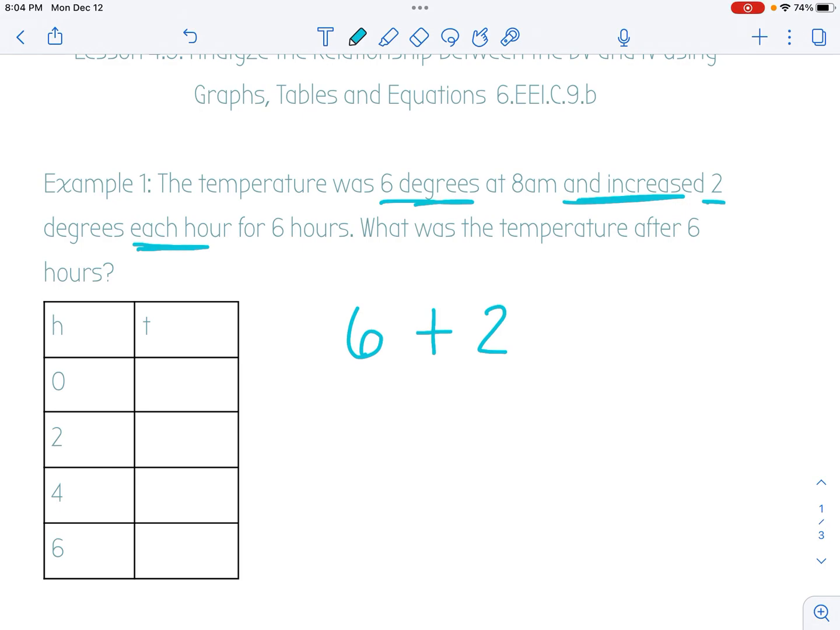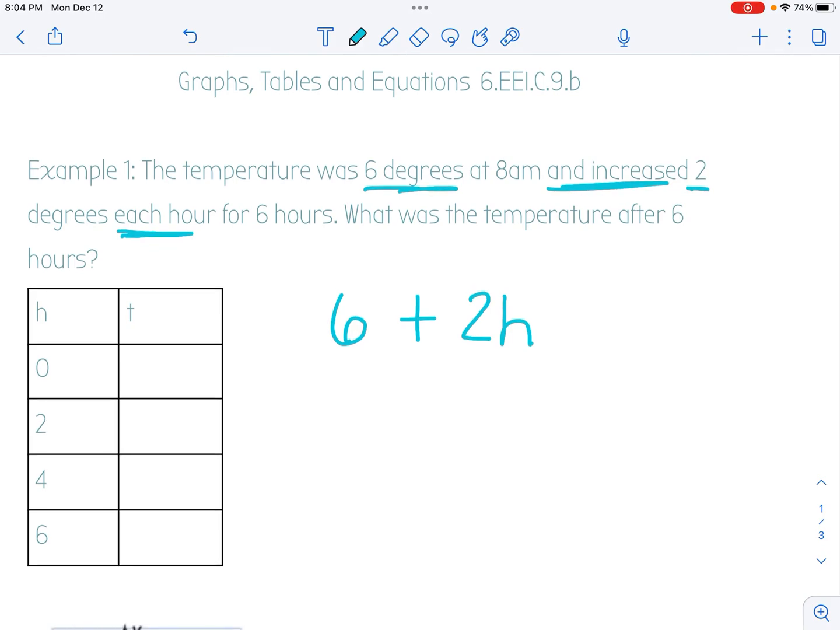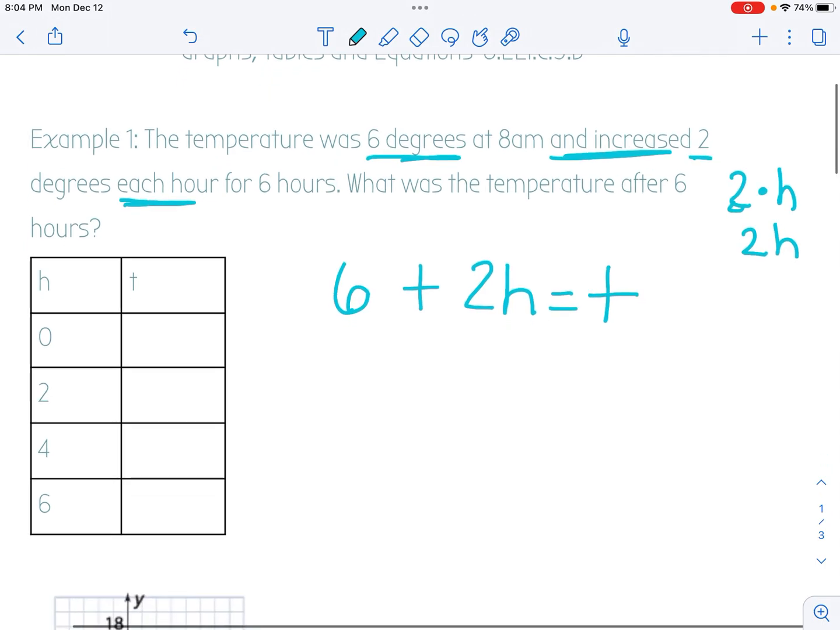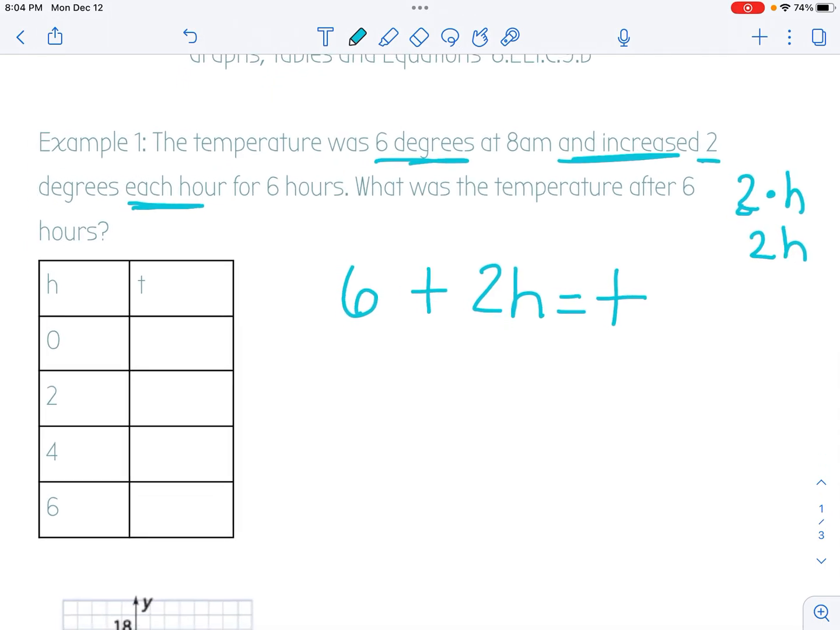So if something's happening at each hour, I know it's going to be multiplication. So I'm going to put an H here for hours. So 2 times H, remember you can always also write multiplication with a little dot here. I like to put the number next to the variable. It just looks a little cleaner for me. So I know that it starts at 6 degrees. It's increasing 2 degrees every hour. And this is going to equal our temperature after a certain amount of hours. So this is the equation that I'm going to be using.